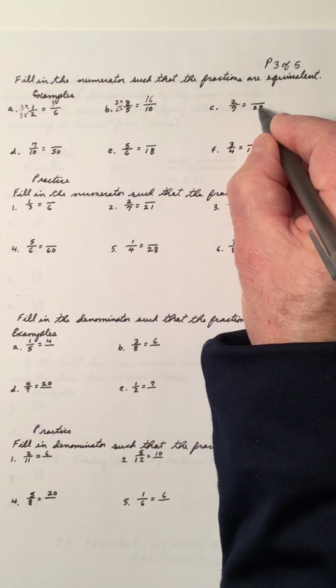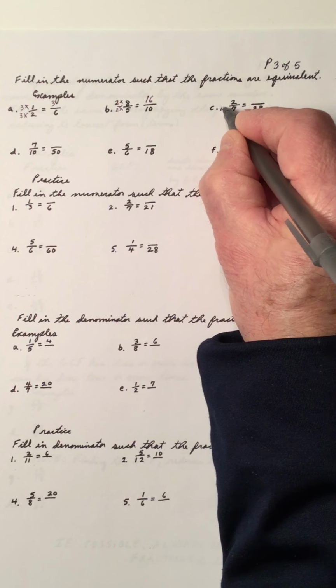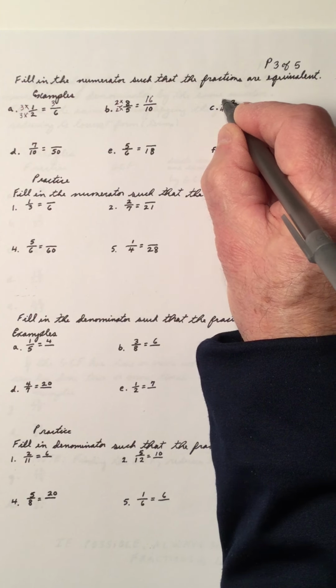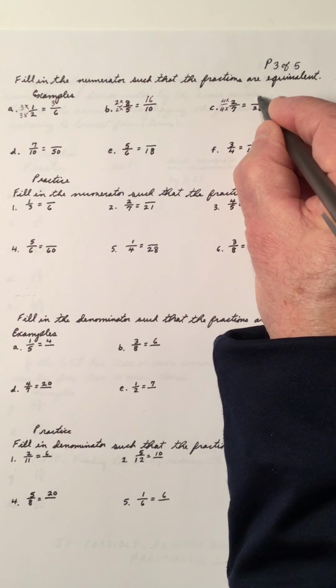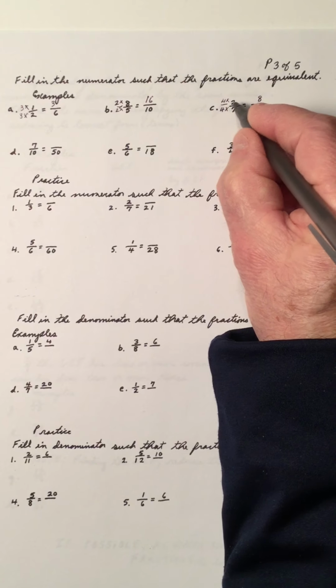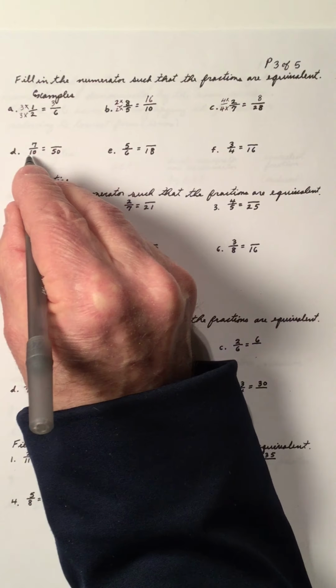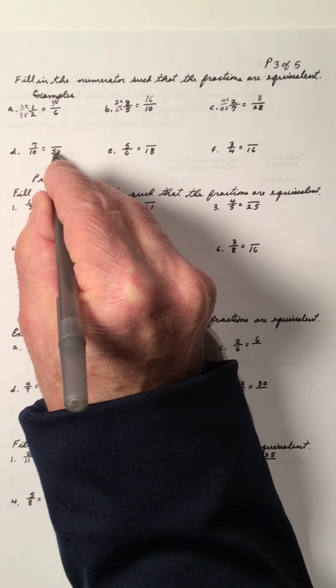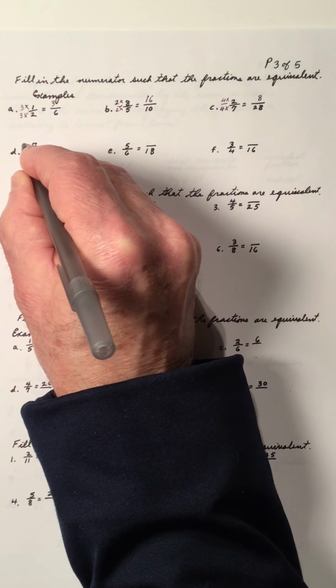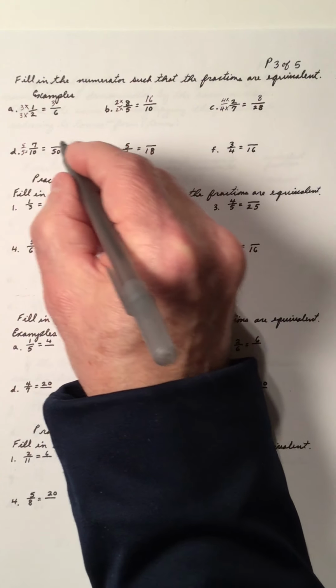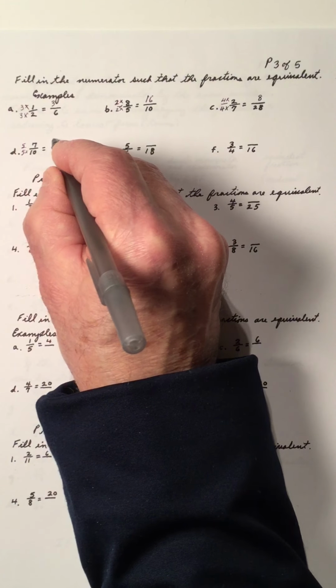7 times what number gives you 28? So the answer is 4. So I multiply the top by 4. So 4 times 2 is 8. So 8 over 28 is the same as 2 over 7. 10 times what number gives you 50? And you say 5. So you multiply it by 5, top and bottom. So 5 7s are 35.